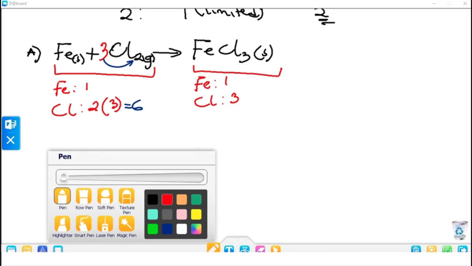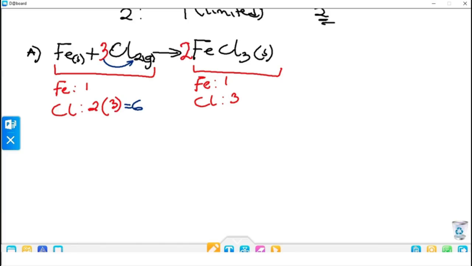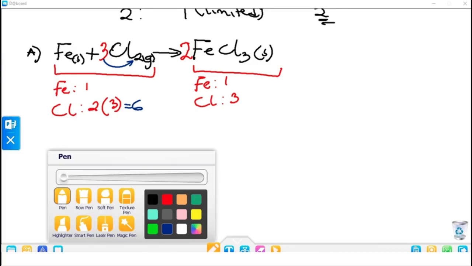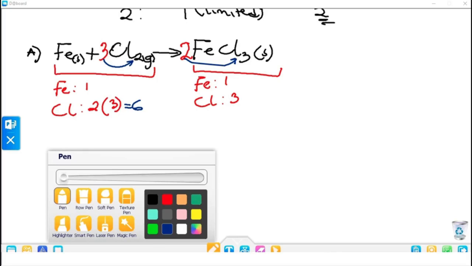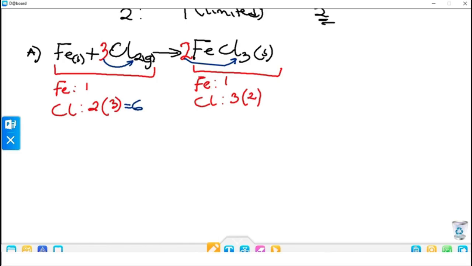So in trying to balance chlorine, what do we do? We can place 2 in front of iron 3 chloride. Placing our 2 in front of iron 3 chloride makes chlorine become balanced. That is, chlorine will become 2 times 3, and 2 times 3, of course, gives us 6 also. So chlorine is balanced with the other chlorine at the left.